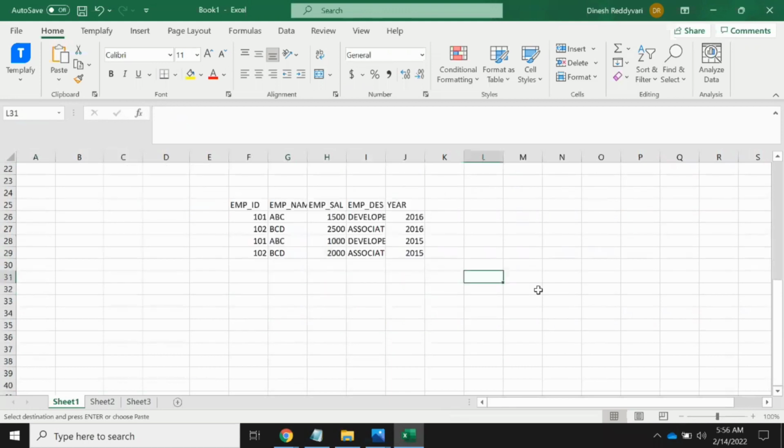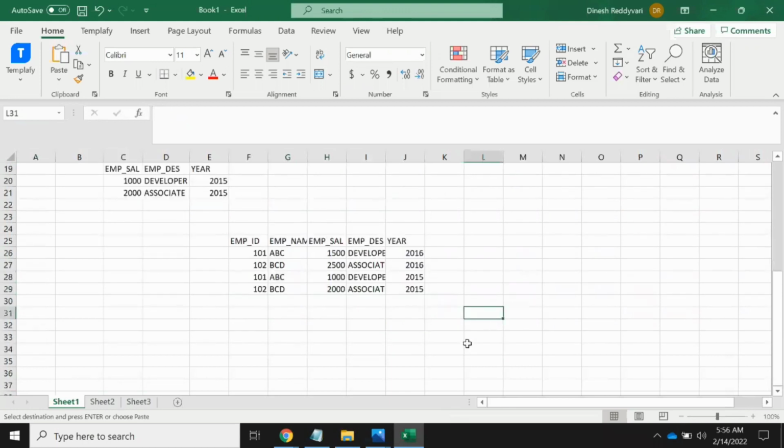Observe this one. What we can see here is that we have a year, and based on the year we can understand the data. This employee joined first in 2015. At that time, his designation is developer. When it comes to 2016, his designation is again developer, but the salary has been increased.